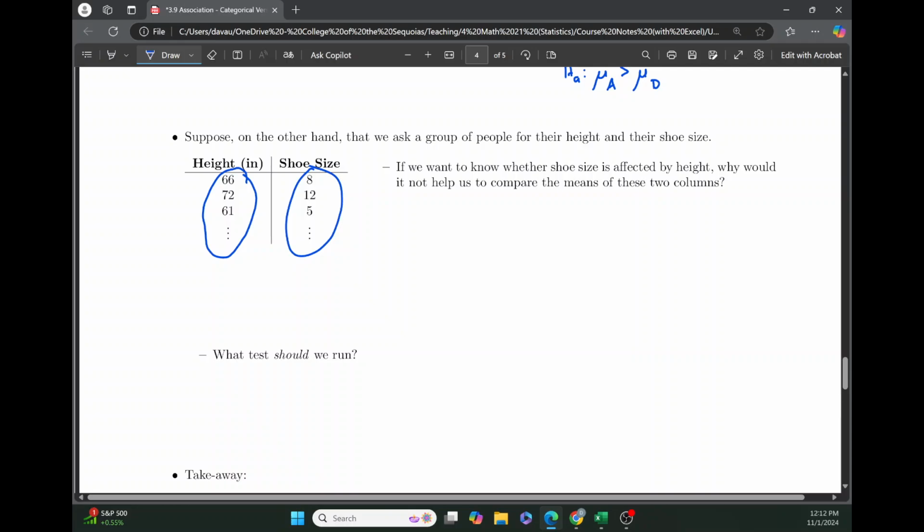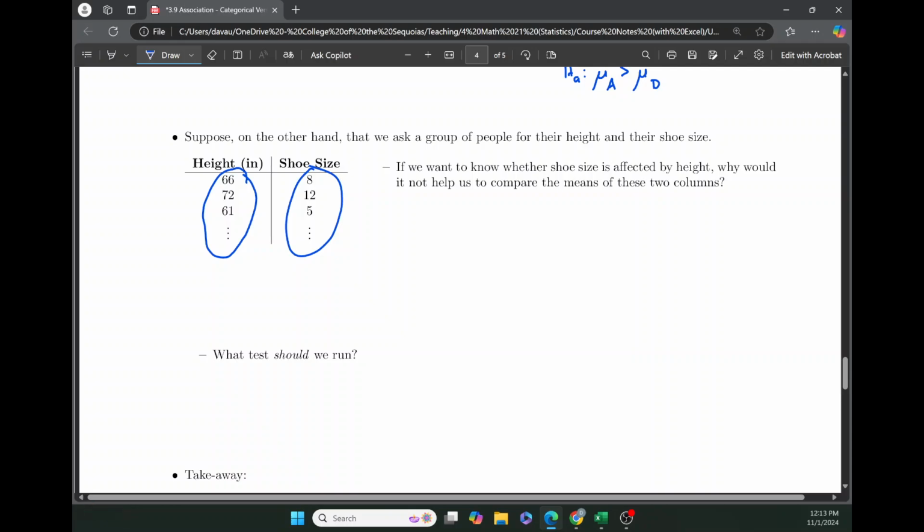The heights are of course always going to be bigger than the shoe size, right? I would hope that you're taller than your feet are long. So comparing the average height to the average shoe size is just not a helpful comparison. What we want to do is see if increasing somebody's height will cause an increase in their shoe size, which I think would be a reasonable assumption, but that's what we would want to test. So if what we want to know is whether shoe size is affected by height, it wouldn't help us to compare the means of these two columns.